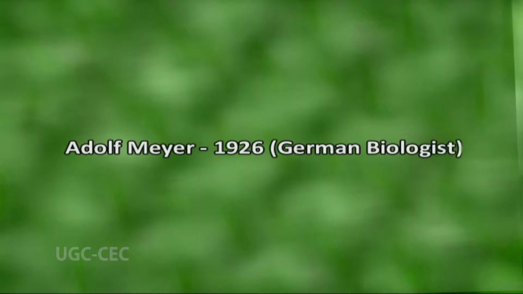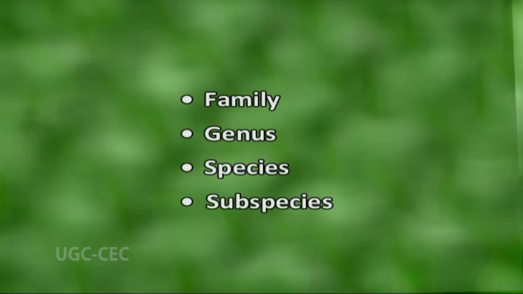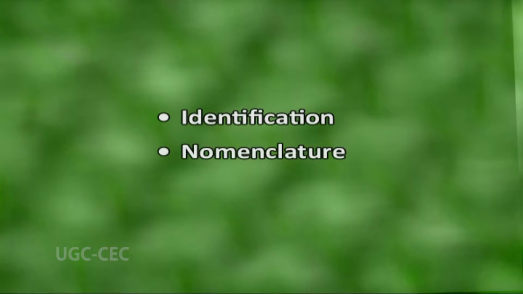The word taxon was first used by a German biologist, Adolf Meyer, in 1926 for animal groups. It was later proposed for the plant system in 1948 by Hermann J. Lam. It is a taxonomic group of any rank, for example, family, genus, species, subspecies, etc. Now, we will discuss these three functions of taxonomy: identification, nomenclature, and classification one by one.